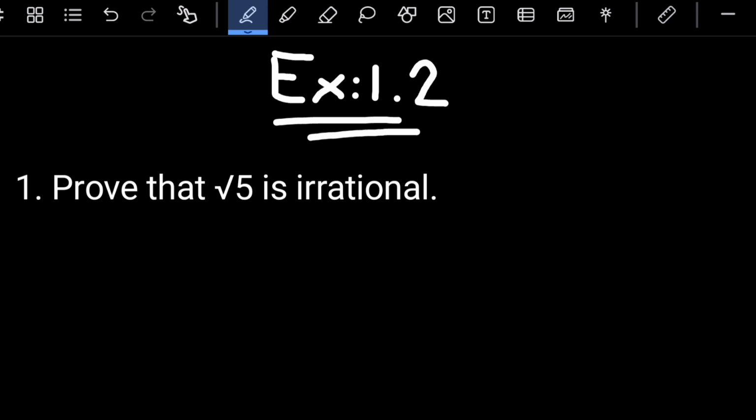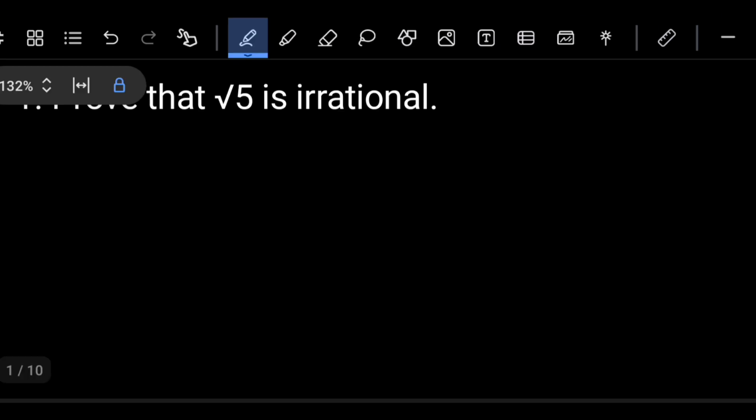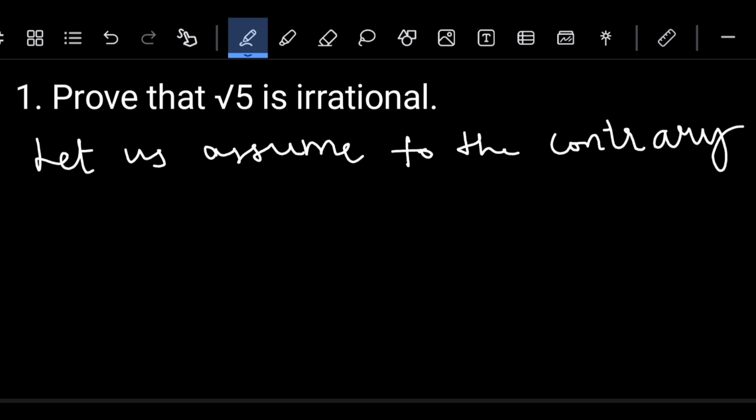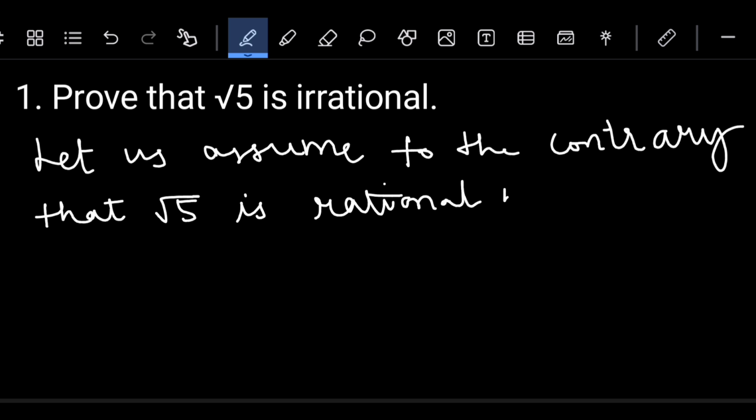So let's begin. The first question: prove that root 5 is an irrational number. We know that root 5 is an irrational number, but we have to prove it here. So let's do it. We'll write, let us assume to the contrary that root 5 is a rational number. We are just showing that no, root 5 is not a rational number, it is an irrational number.